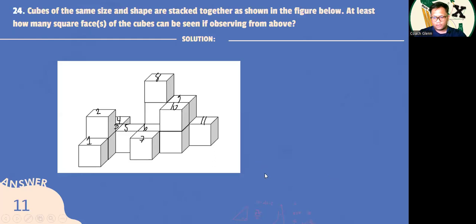Again, in this part, we have 1, 2, 3. This one here, it's a little bit covered. And then 4, this one here. 5, 6, 7, 8, 9, 10, 11. So basically, this is a visual problem. So just try to look carefully in the figure. So if you're looking from above, then basically you're going to look at the top face of your box. Okay?